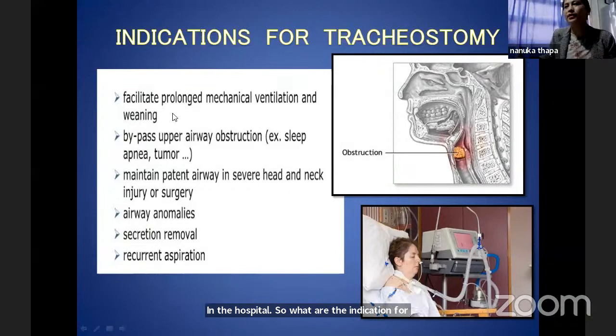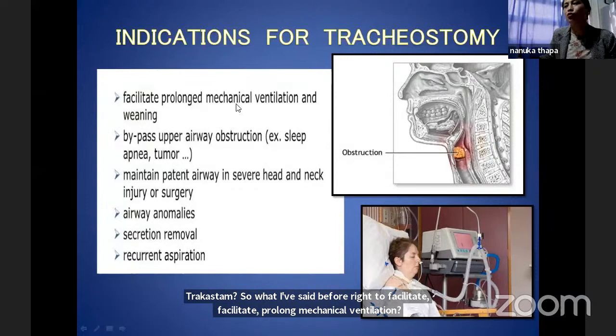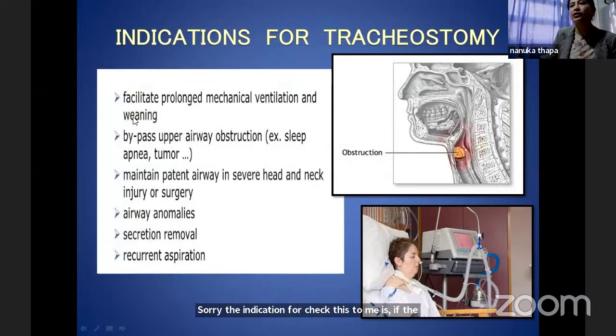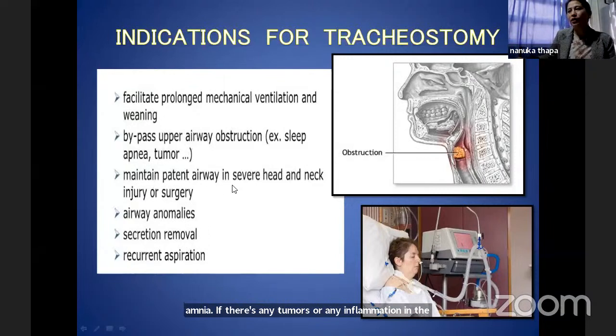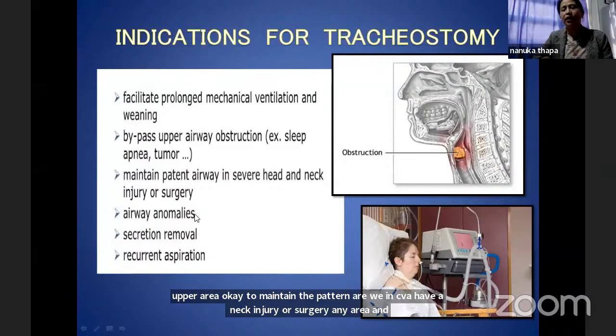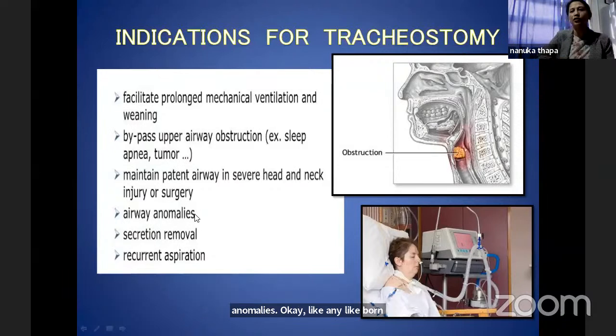To facilitate prolonged mechanical ventilation, the indication for tracheostomy is if the patient requires prolonged mechanical ventilation and there is lack of weaning, okay, the patient cannot be weaned from the ventilator, and to bypass any upper airway obstruction like sleep apnea, if there are any tumors or any inflammation in the upper airway, okay, to maintain the patent airway in severe head and neck injury or surgery, any airway anomalies, like any burn injury of the upper airway or any tumors, okay?